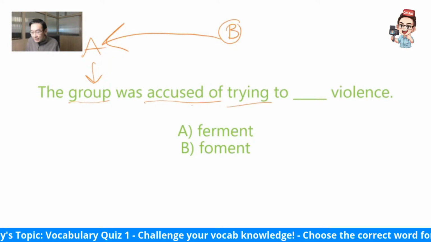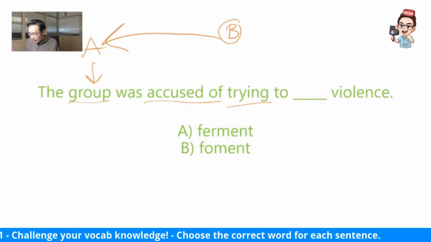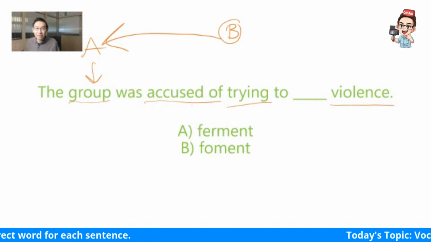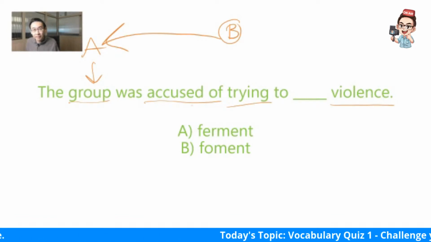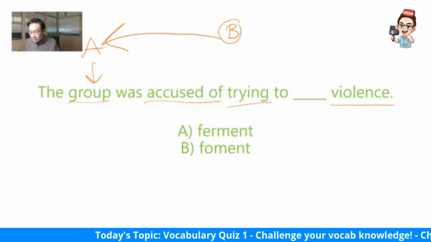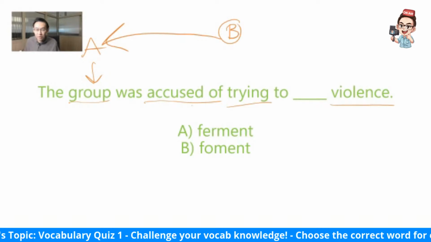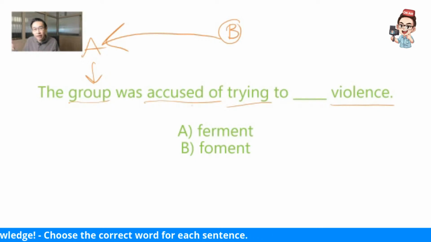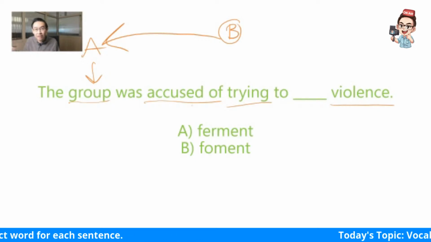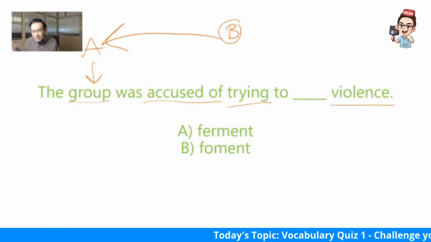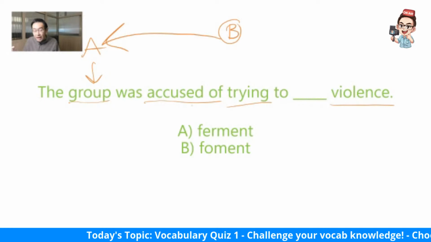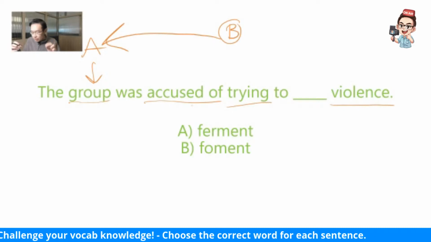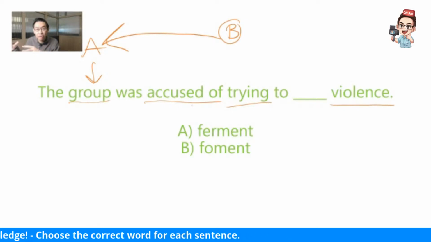So group A was accused of trying. To try doing something is to attempt. And then violence. What is the meaning of violence? Does anyone know? Violence is when you do something to damage another thing or hurt someone. When you destroy things, when you break things, that's violence. So this sentence shows us that group A was charged with trying to do something with violence, so to use force.